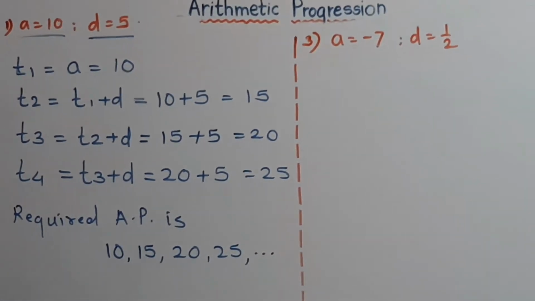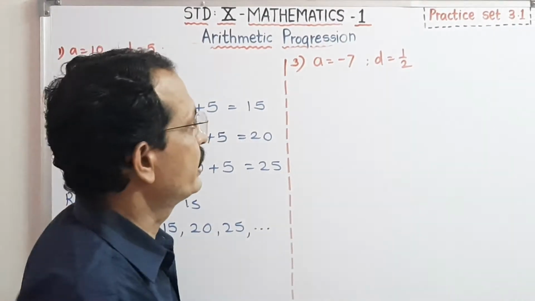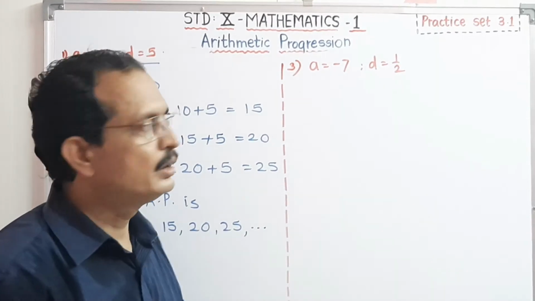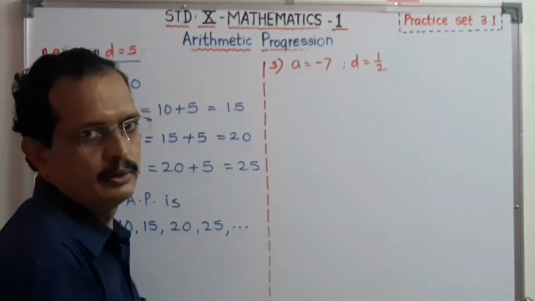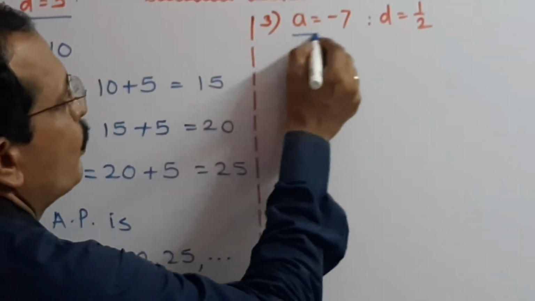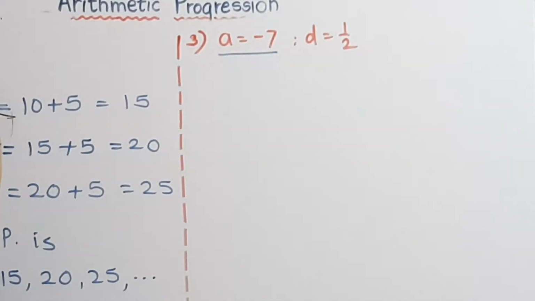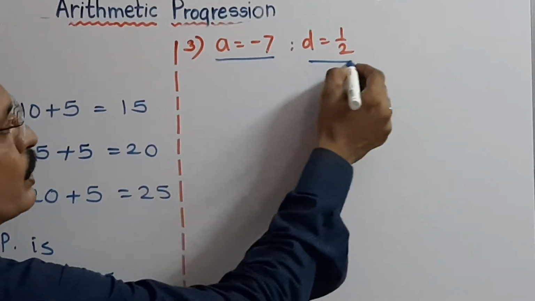Now see the next one. The second one is very easy, you can solve that. I will show you the third one. Here the first term A is equal to minus 7 and common difference D is equal to 1 upon 2.